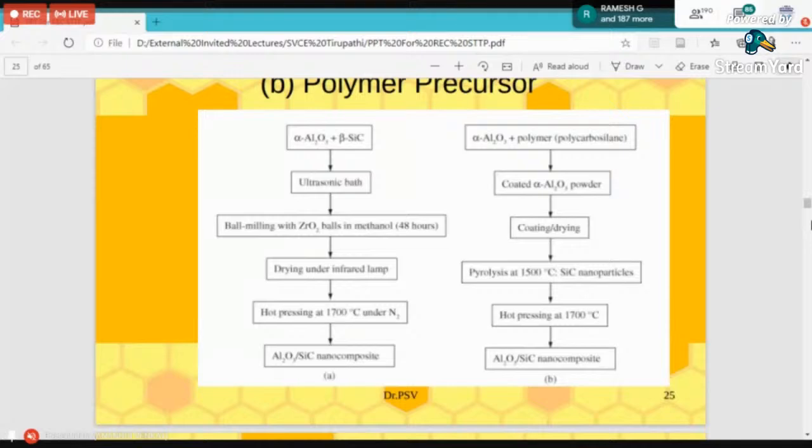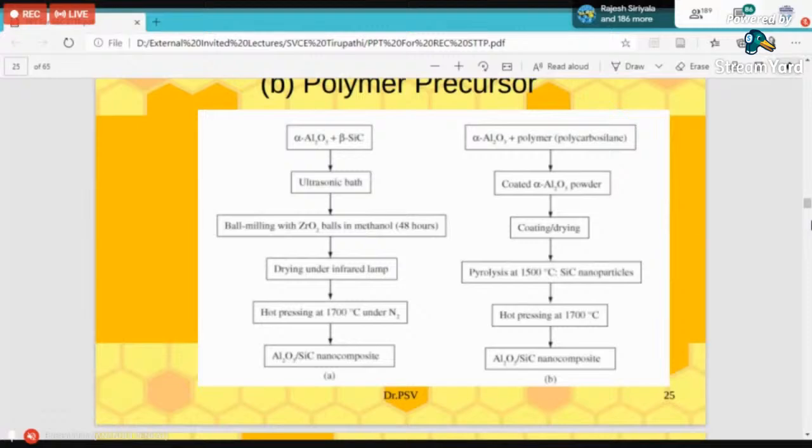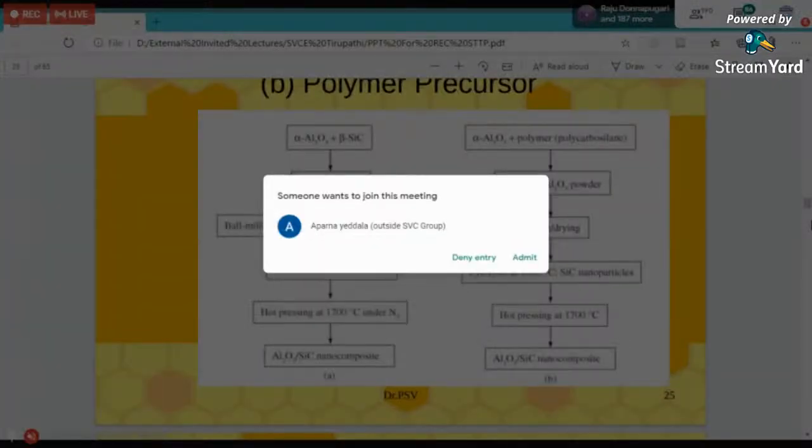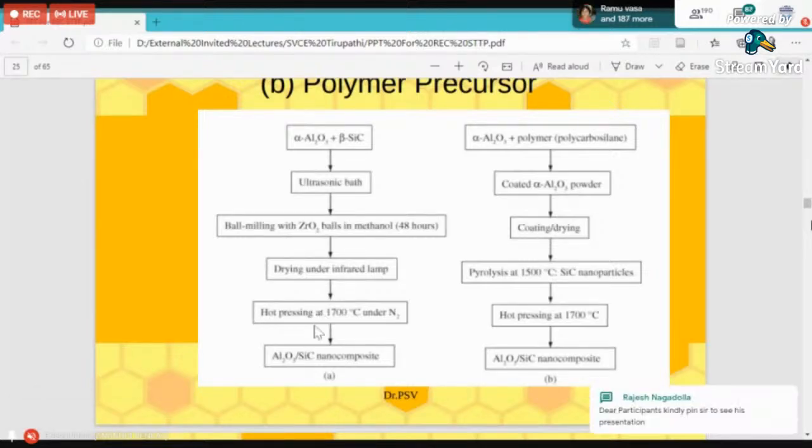Aluminium oxide is a powder which has a macro size to micro size, but you have to make this aluminium oxide into a nanoparticle size. How will you make it? There is a process called the ball milling process. It has to be ball milled for a certain fixed time. Then you can make this size into the nanoparticle size. You can infuse under hot pressing. So how is this being made? Hot press at a temperature of 1700 degrees centigrade in a nitrogen environment.